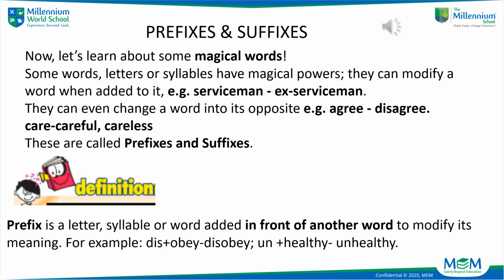Now let's learn about some magical words. Some words, letters or syllables have magical powers. They can modify a word when added to it. Example, serviceman. You add ex to it and it becomes ex-serviceman. They can even change a word into its opposite. Example, agree. You add dis to it and it becomes disagree.